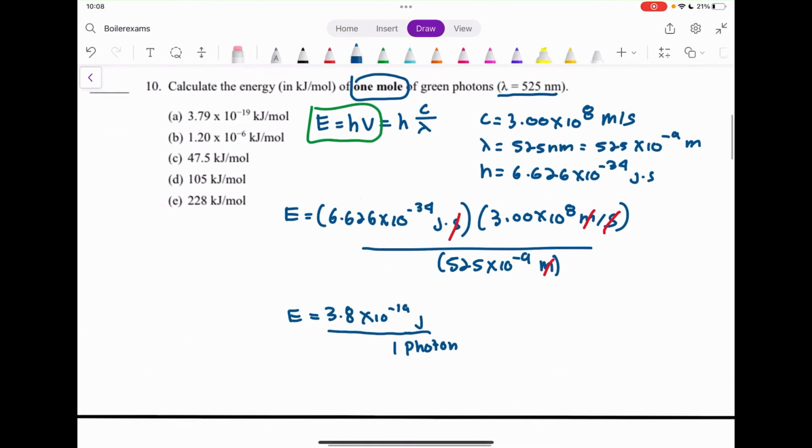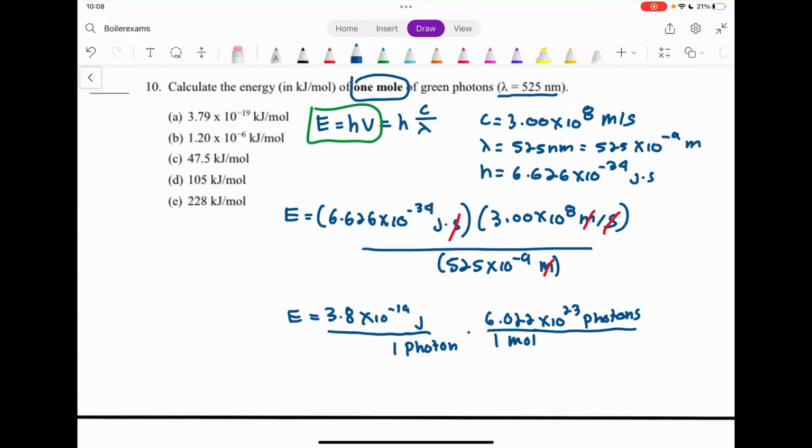What's our conversion there? It's going to be Avogadro's number, because there is an Avogadro's number of particles in 1 mole. So I'm going to want moles on the denominator, and then I'm going to want Avogadro's number in the numerator, because I know there's that many photons in 1 mole. So let's multiply our previous answer by Avogadro's number.